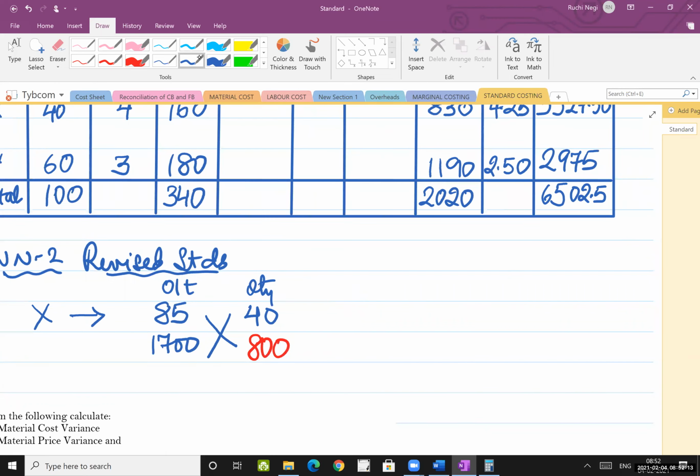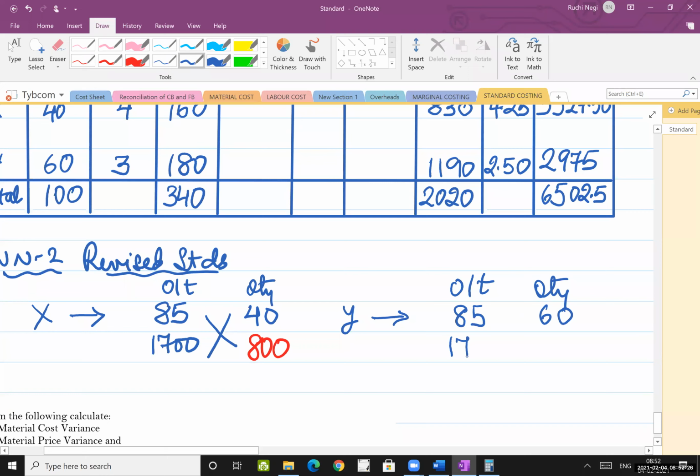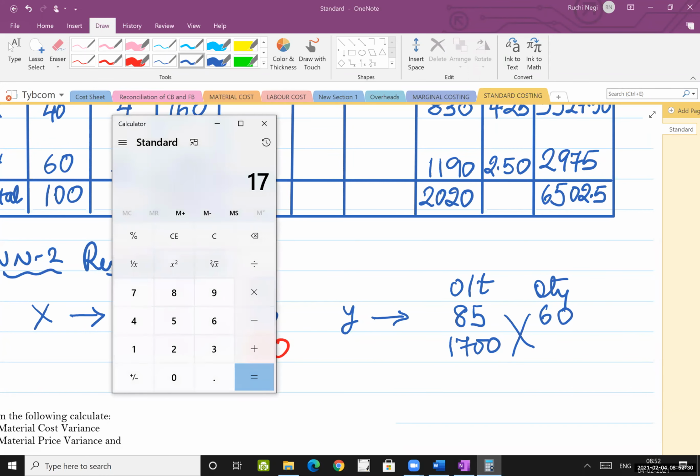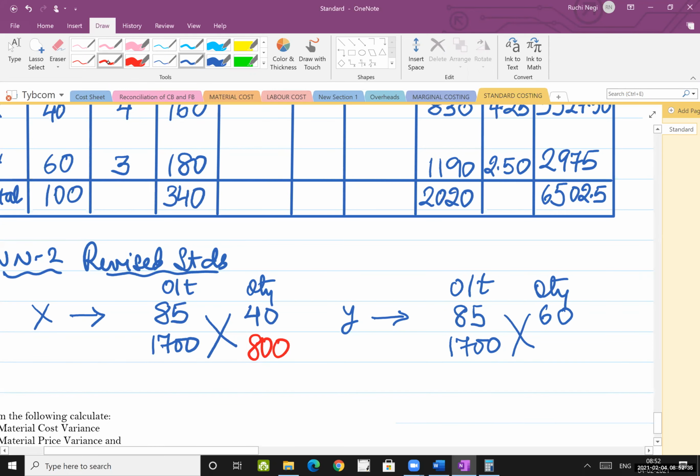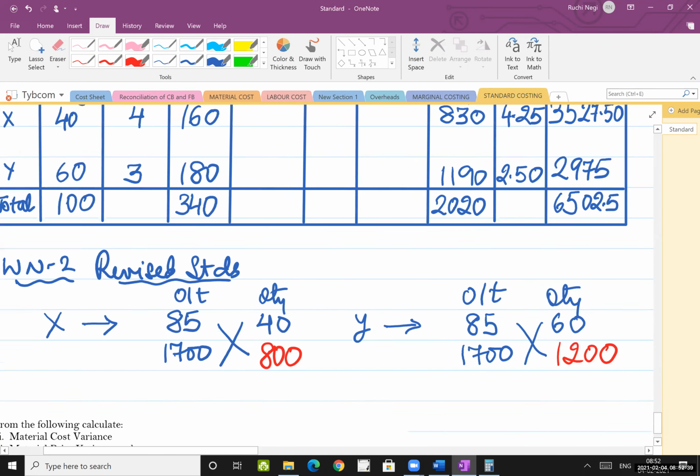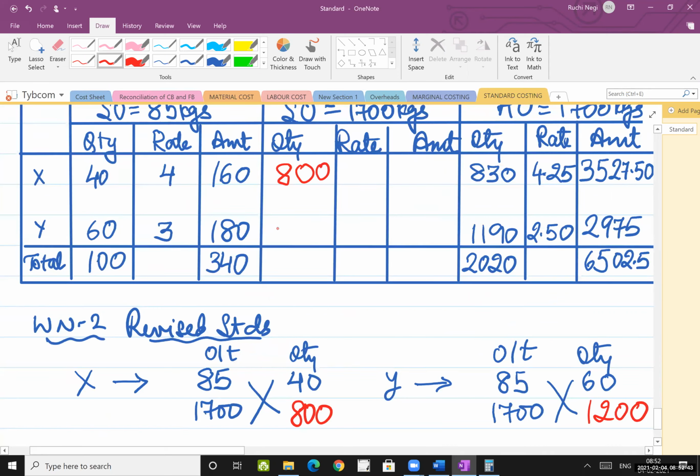Okay, similarly do it for Y. For an output of 85 kgs, my raw material for Y is 60 kgs. So for 1700 kgs, how much? 1700 into 60 divided by 85. So my answer is 1200. So right here, 800 and 1200. This answer we got from working note number 2. Since it's a short run concept, rates will not change. It will be 4 rupees and 3 rupees respectively. So this total is now 2000. 8 fours are 32, so 3200. 12 threes are 36, so 3600. Total is 6800.